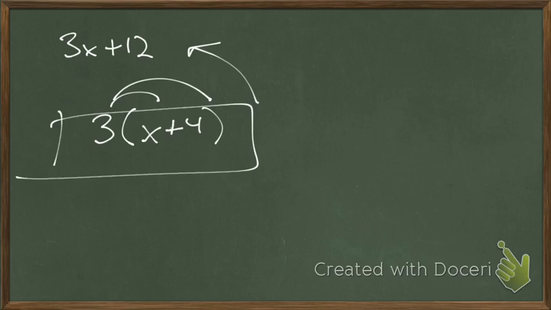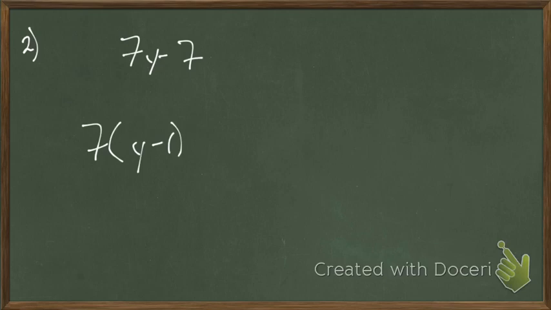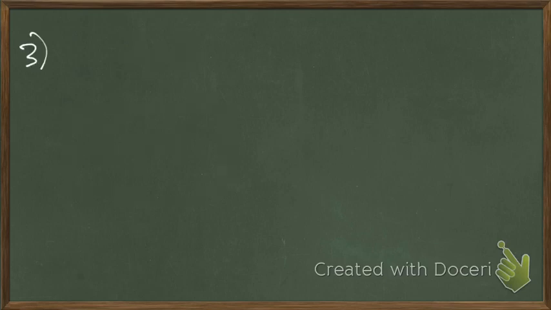I want you guys to try out number 2 on your own, please. That's 7y minus 7. Find that GCF and factor it out. 7. So I'm factoring that out. I'm left with a y minus 1. We good? Okay, I'm going to do 3. And then you're going to do 4.